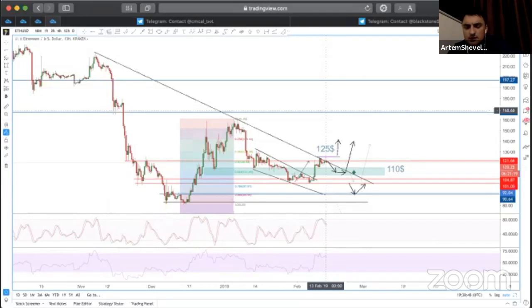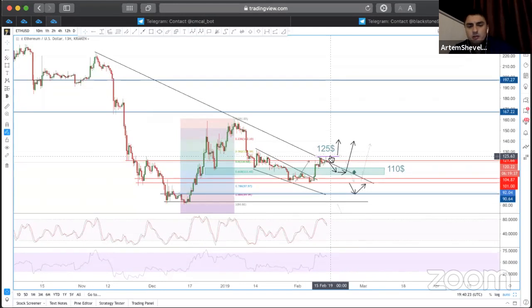Aziz is asking if it's still good to long right now. I tried to answer this before. Right now, it's not good to enter long because we don't have a breakout. Maybe this week, maybe after a week, we will have a breakout. But right now, we don't have it. So that's why I put the 125 breakout as a long opportunity, or a better long opportunity at the 110 area.